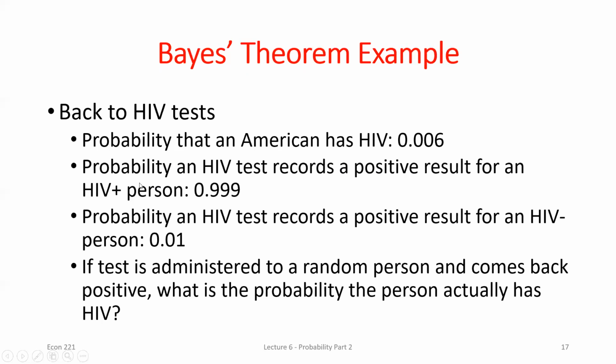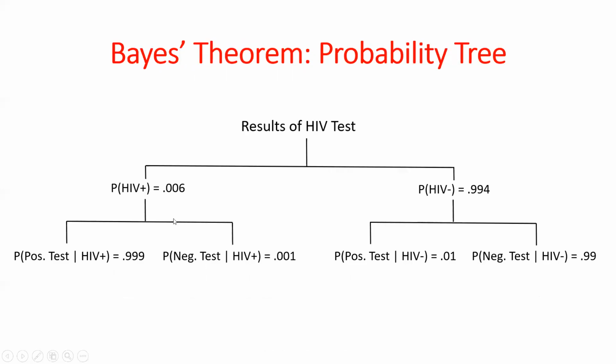So given that someone is HIV positive, the probability they get a positive test result is 0.999. The probability that given someone is HIV negative, they get a positive test result, a false positive, is about 1%. Okay, these are some of the actual values. So if I administer a test at random and it comes back positive, what's the probability the person actually has HIV? Okay. So now what I'm dealing with is, given I see a positive test result, what's the probability the person actually has HIV? If I was writing this out, I could do a probability table from the information that I'm given.